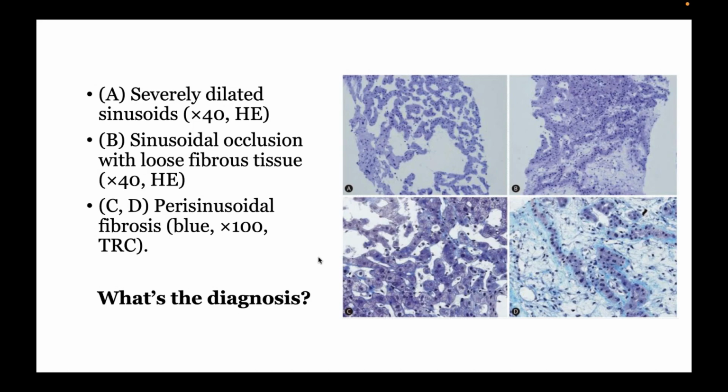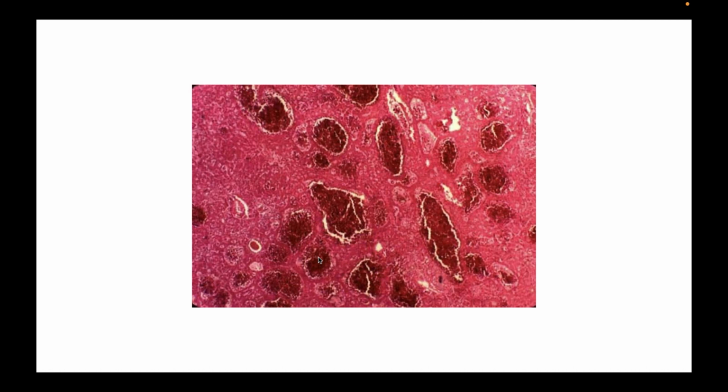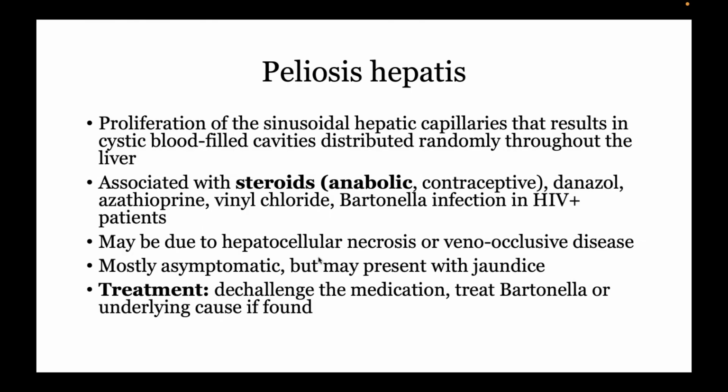And when you have proliferation of the sinusoids and dilated sinusoids, like in this picture here, this is called peliosis hepatis. This is proliferation of sinusoidal hepatic capillaries that results in cystic blood-filled cavities distributed randomly throughout the liver. This is specifically associated with anabolic steroids, sometimes contraceptives. And again, azathioprine is popping up here, and specifically Bartonella infection in people with HIV can cause this. This may be due to hepatocellular necrosis, the underlying mechanism, or a little bit of veno-occlusive disease similar to SOS.